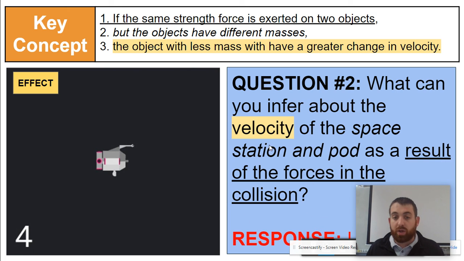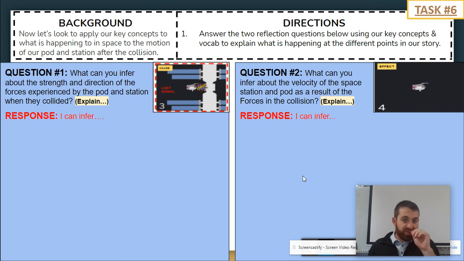Your job is to answer the question, and at each point where you see the different highlighted sections, italicized sections, and underlined sections, try to pull in the key concepts to explain those ideas. So at this point, you should be able to go into task number 6 and look to answer the questions here using our key concepts for both question 1 and question 2.